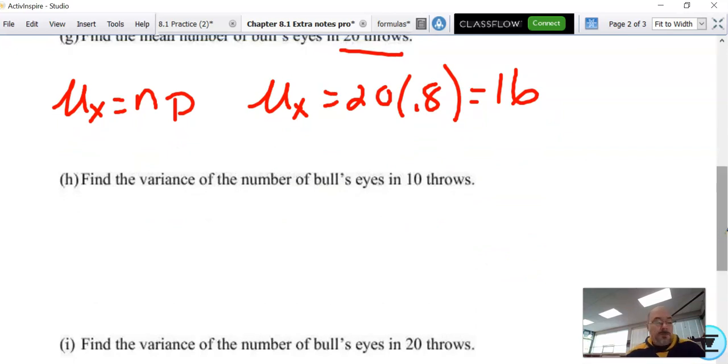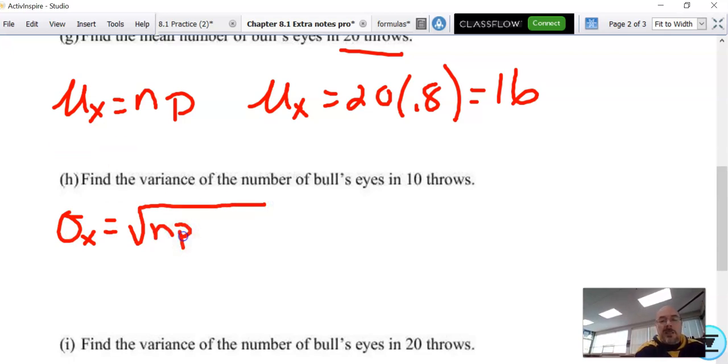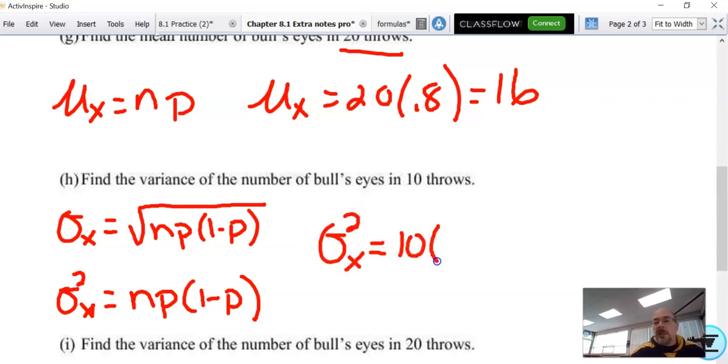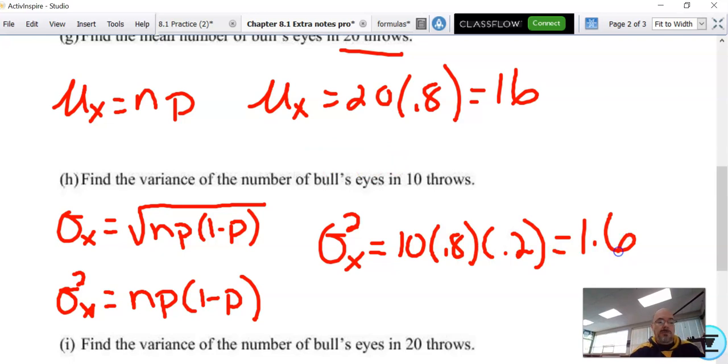Okay, find the variance. Well, the standard deviation is the square root of n times p times 1 minus p, right? That's the formula for the standard deviation. So the variance, ladies and gentlemen, is simply n times p times 1 minus p, because if we square it, that cancels out the square root. So the variance here is simply going to be 10 times 0.8 times 0.2. And we get 1.6.